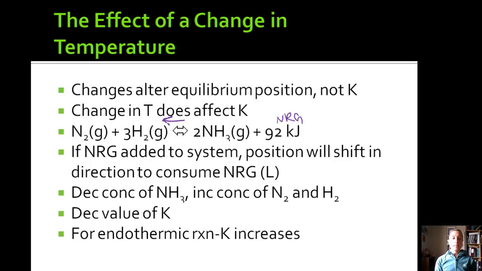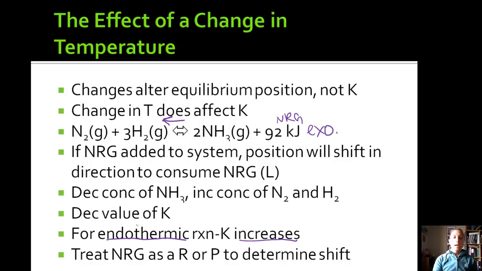And this would be for an exothermic process because you're giving off heat at the end. For an endothermic reaction, it's the exact opposite. Okay, and so K would be increasing instead of decreasing. And so really the best way to handle temperature is to treat the energy as any other reactant or product and then determine the shift just like we did with concentration and pressure.